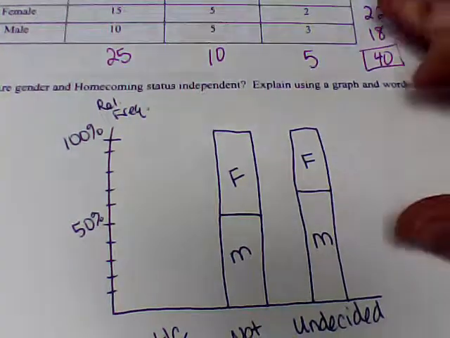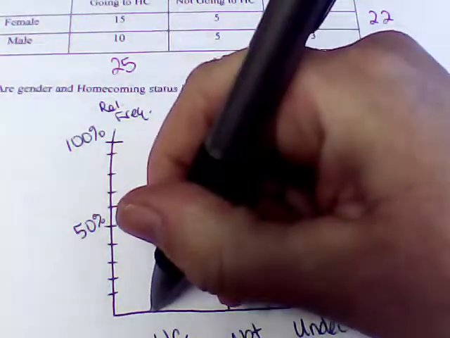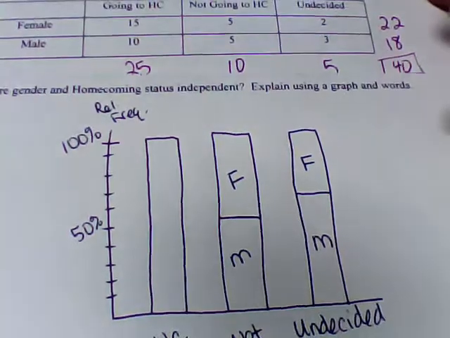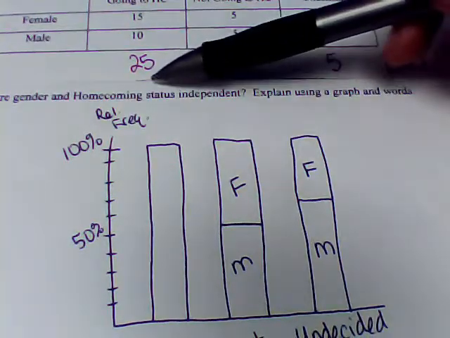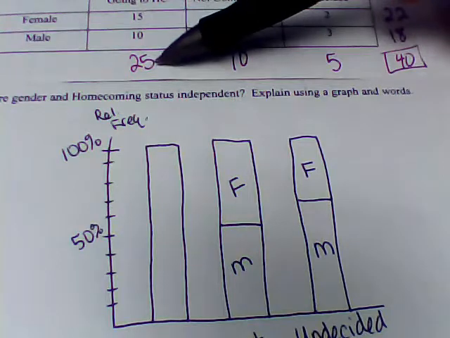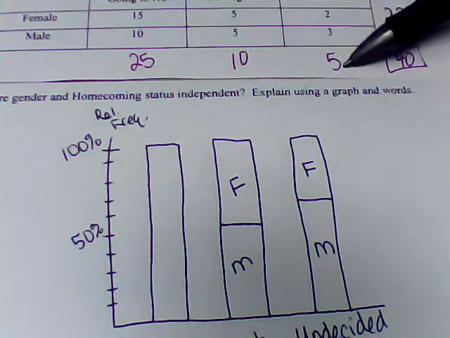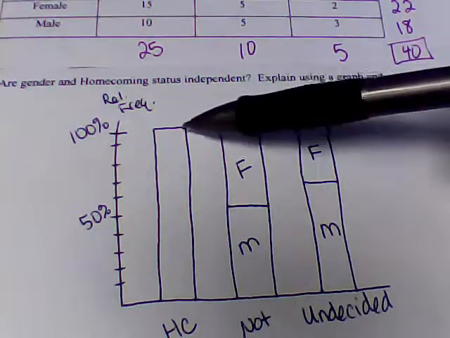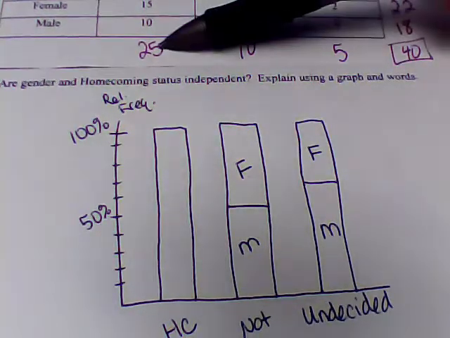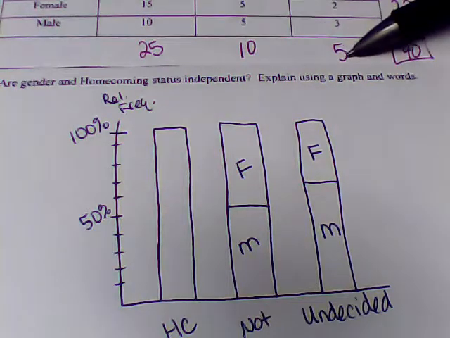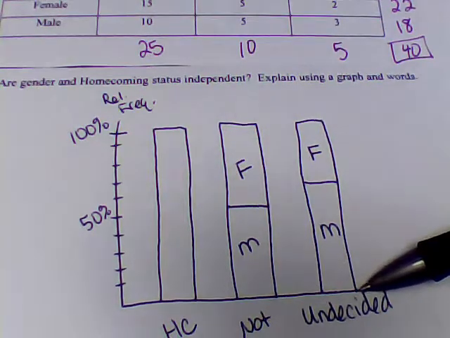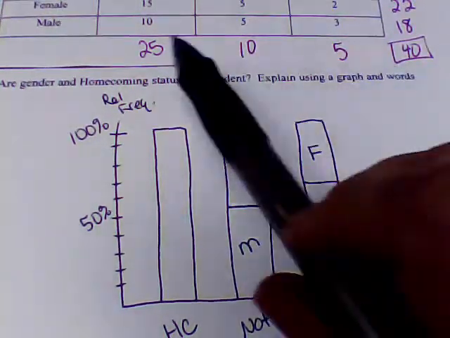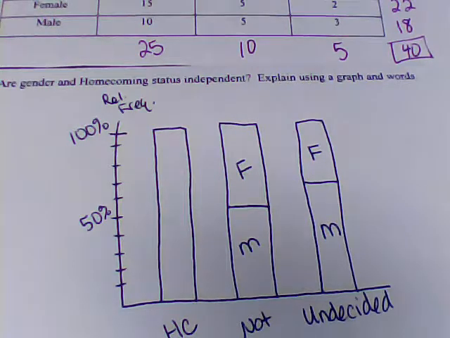And then finally, for my going to homecoming conditional distribution bar, we've got 25 people going to homecoming. There's a very large difference here: 25 total, 10 total, 5 total. By converting the numbers into percents, it's much easier to compare. It would be difficult to compare a group of 25 to a group of 5. Making the y-axis relative frequencies with percentages makes it easier to compare these unequal sized groups.